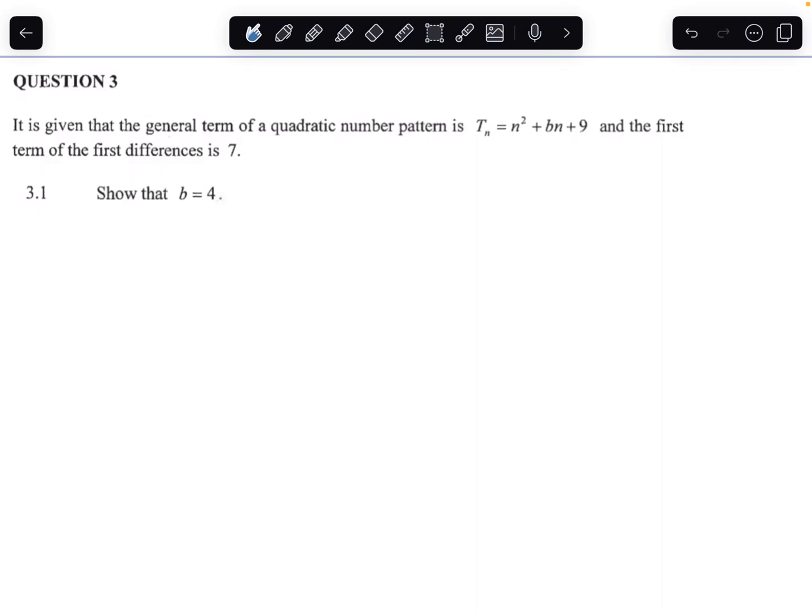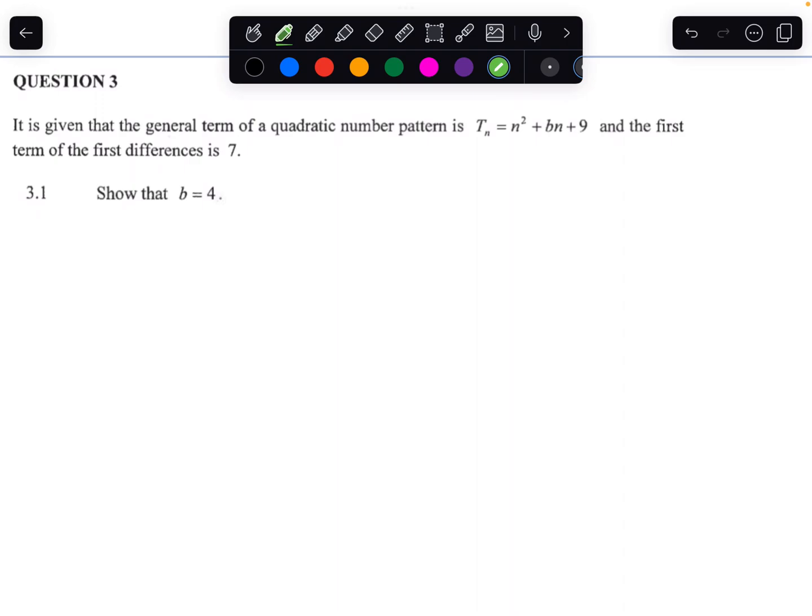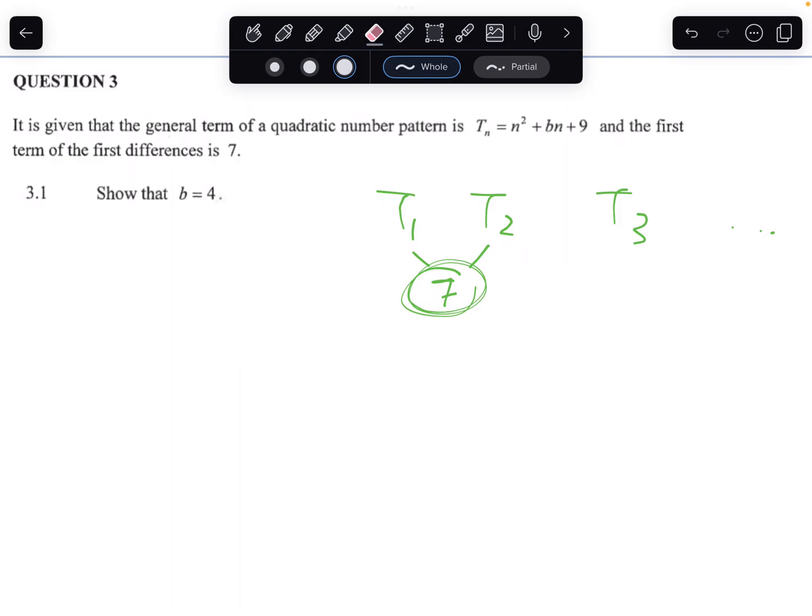Okay, so the first term of the first differences is the difference between term 1 and term 2. If we have term 1, term 2, term 3, and so on, the first difference over here, we're told, is 7. The second first difference would be this one, but we don't care about that today. So I am going to get an expression for term 1 and term 2 using this formula.